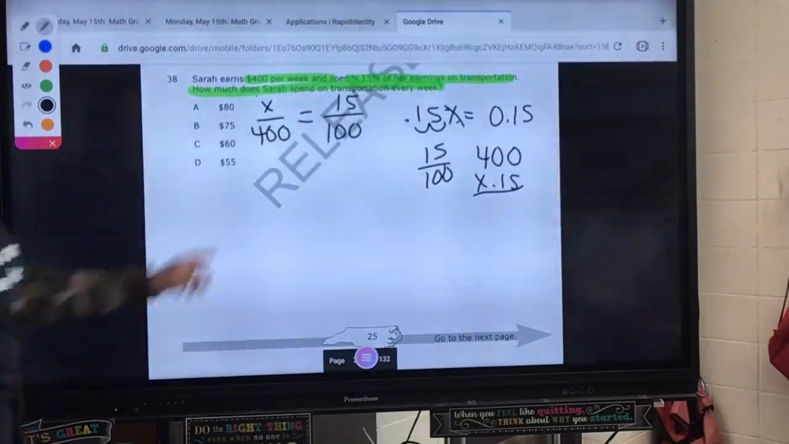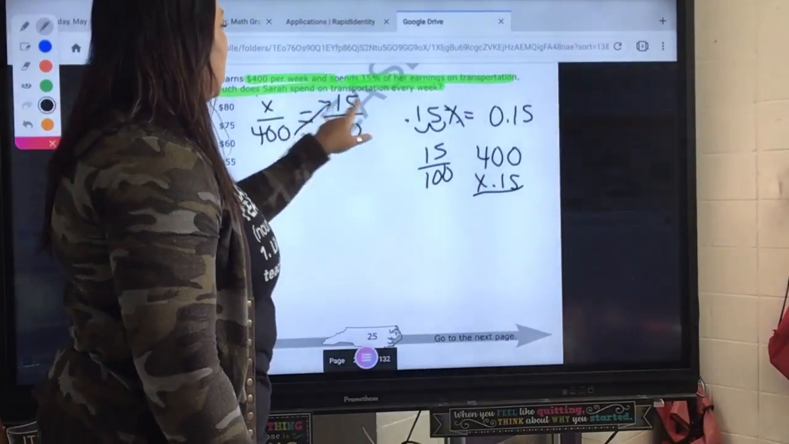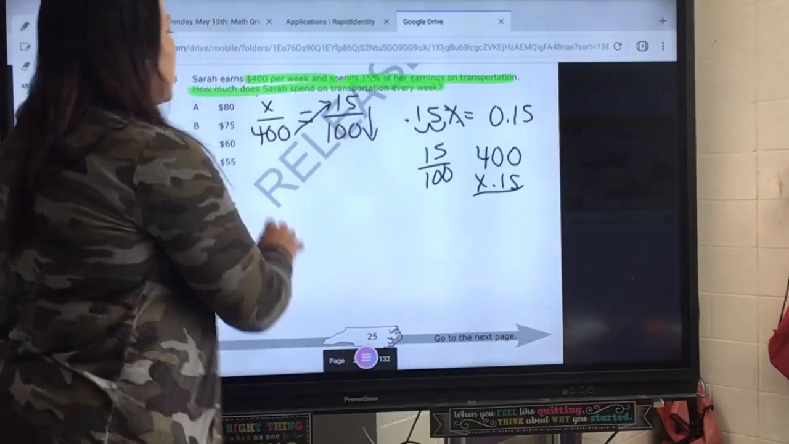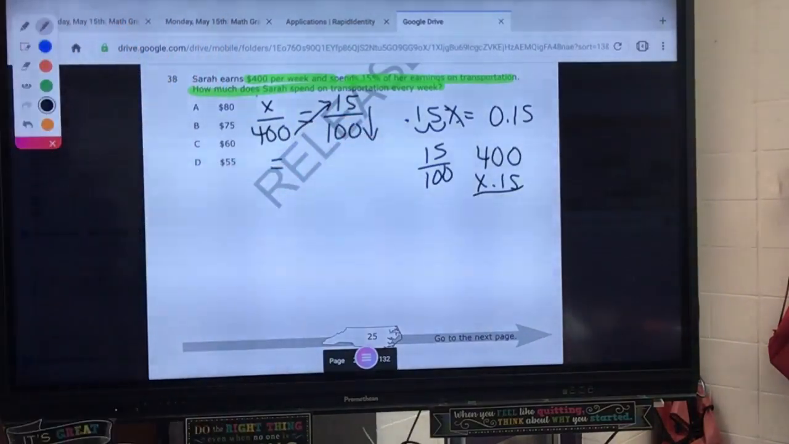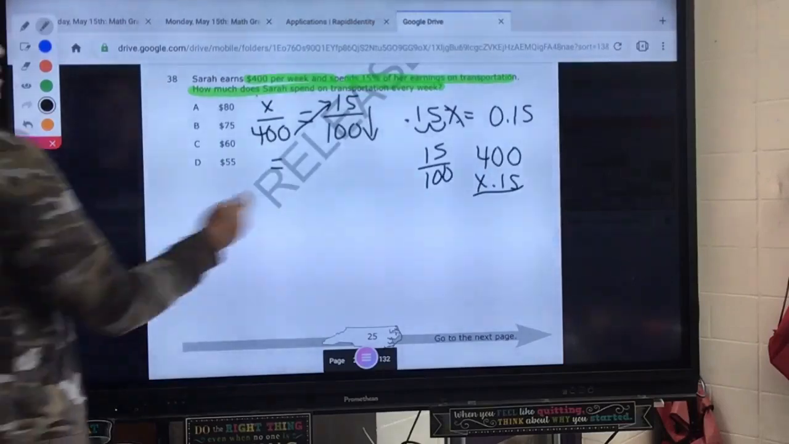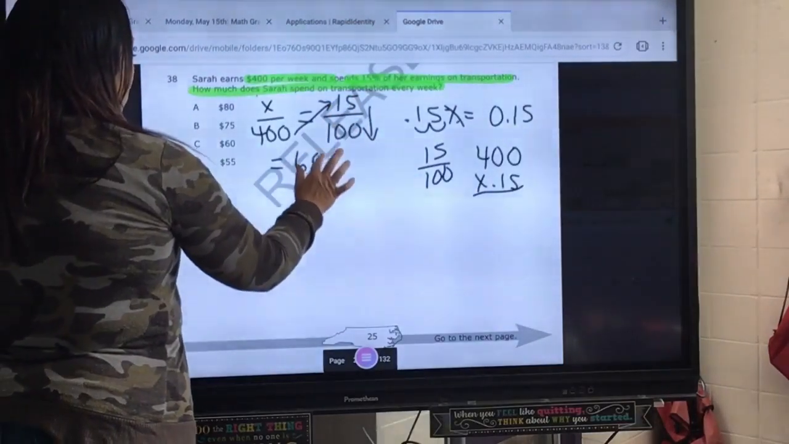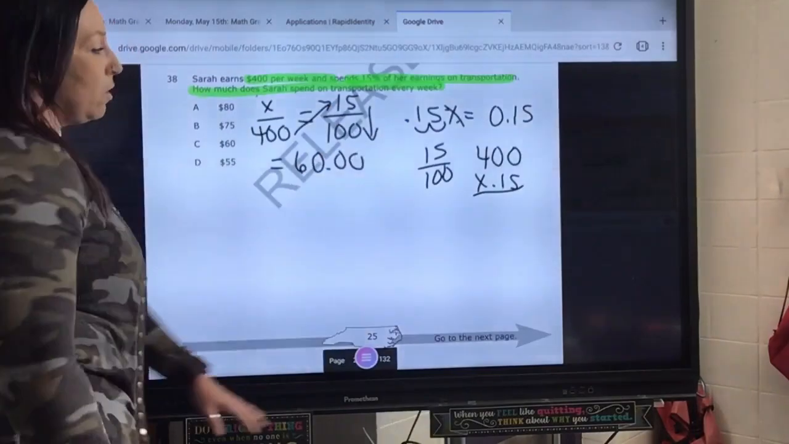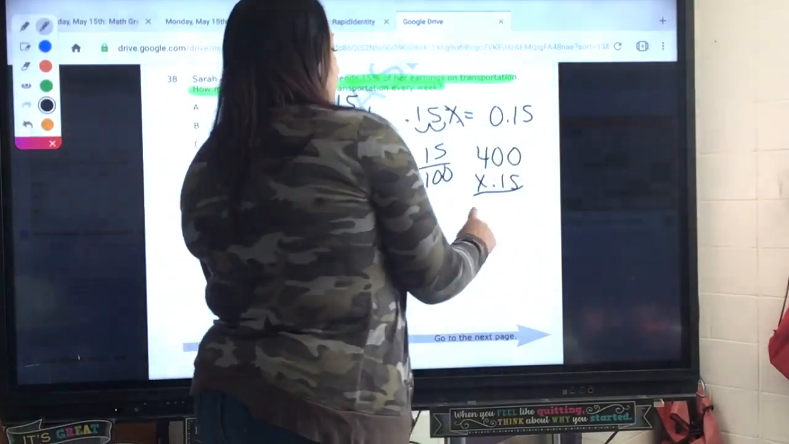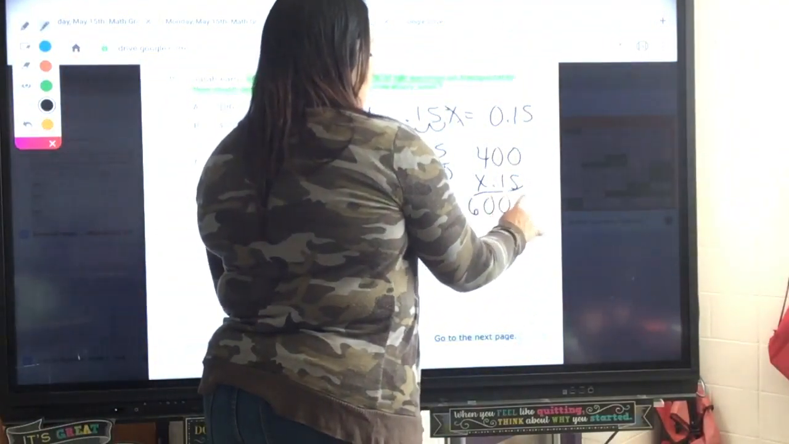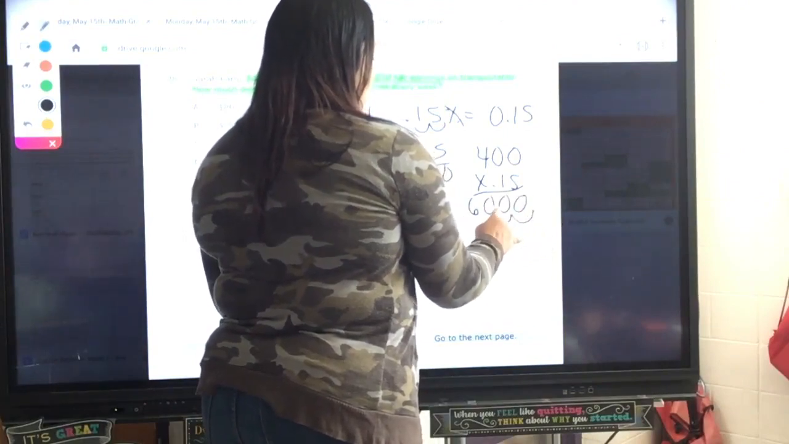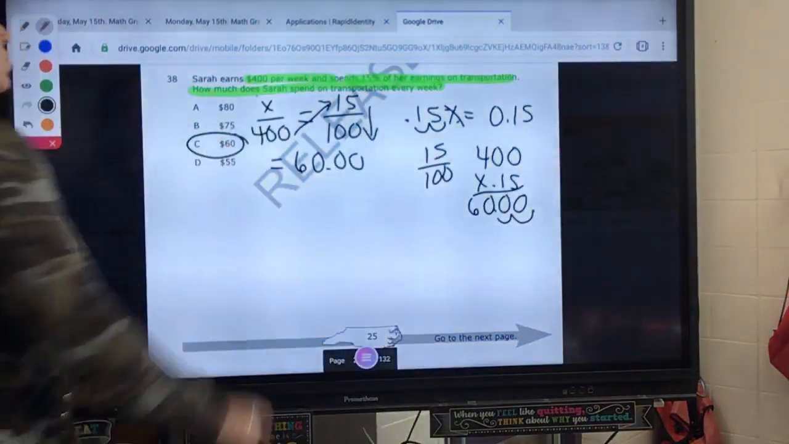Have a seat. When you cross multiply here and then divide by 100, what do you get? When you cross multiply 400 times 15, what do you get? 60? No. When you multiply 400 by 15, you get 6,000, then you divide it by 100, you end up with 60. When you multiply 400 times 15 hundredths, you get this, and you move your decimal two places in. Your answer to this question should be 60.